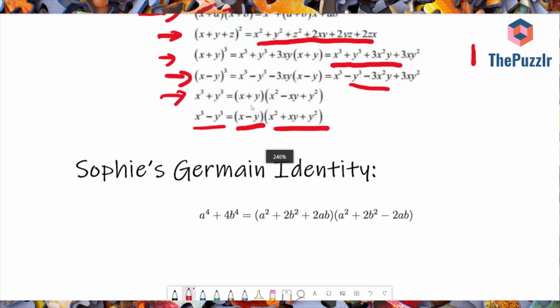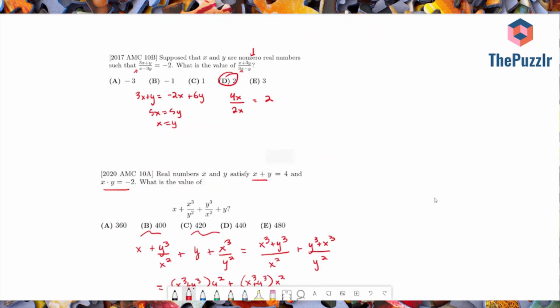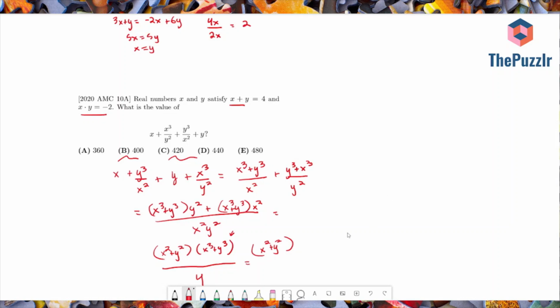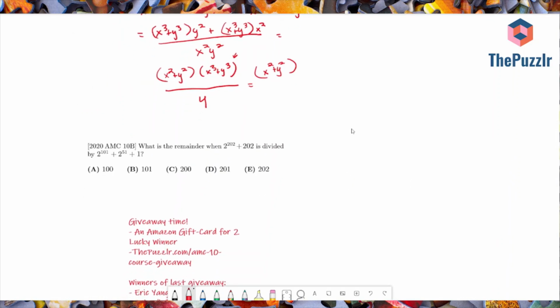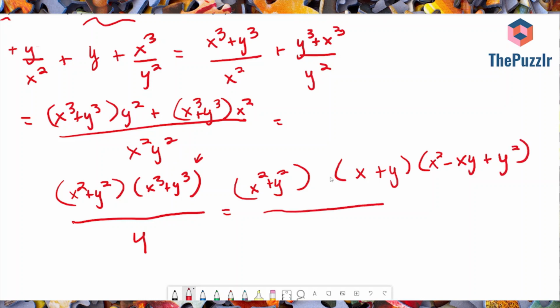Right here, it's x plus y times x squared minus xy plus y squared. So, scrolling down, we have x plus y times x squared minus xy plus y squared. Okay, so we have one term now, but we don't know x squared plus y squared.